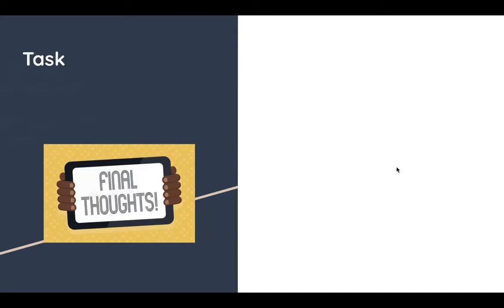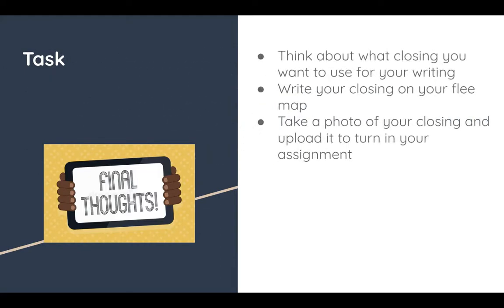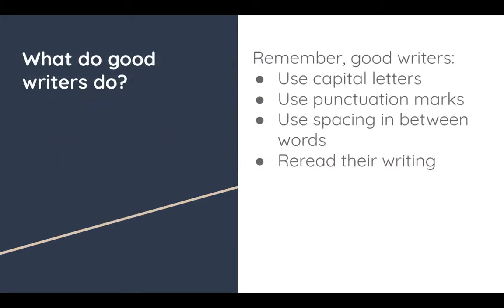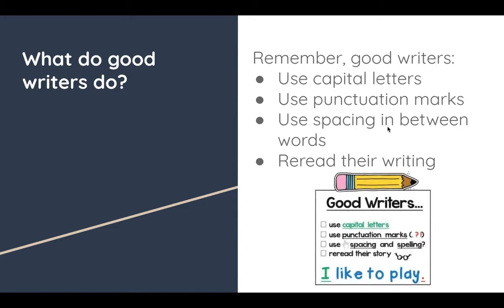So your task for today is think about what closing you want to use for your writing. Write your closing on your flea map. Then when you're done with that, you're going to take a photo of your closing and upload it to turn in your assignment. And remember once more, what do good writers do? Good writers use capital letters, they use punctuation marks, they use spacing in between words, and they reread their writing to check for any mistakes they have made.